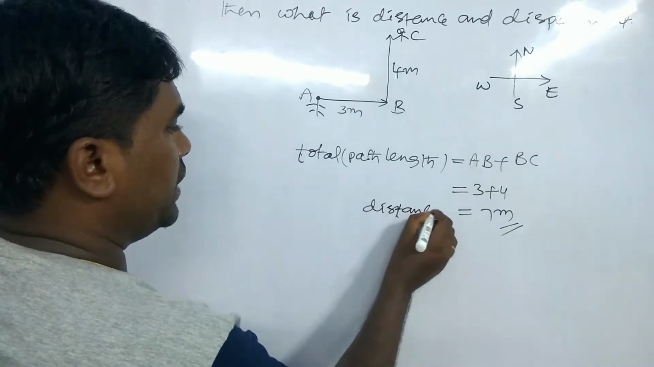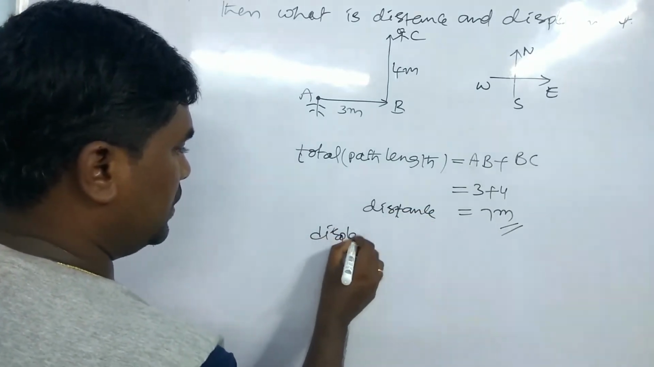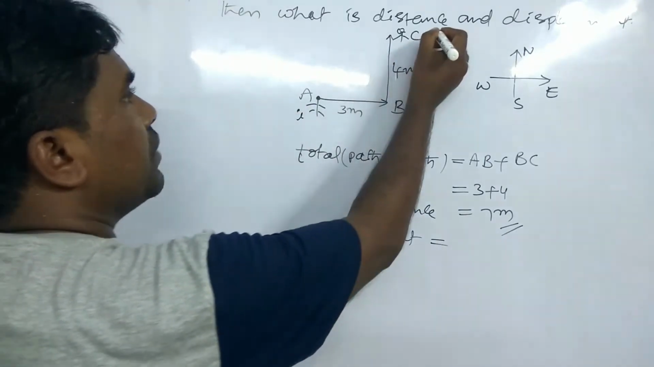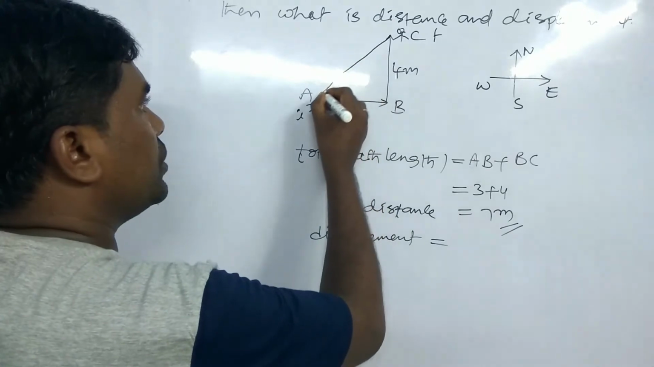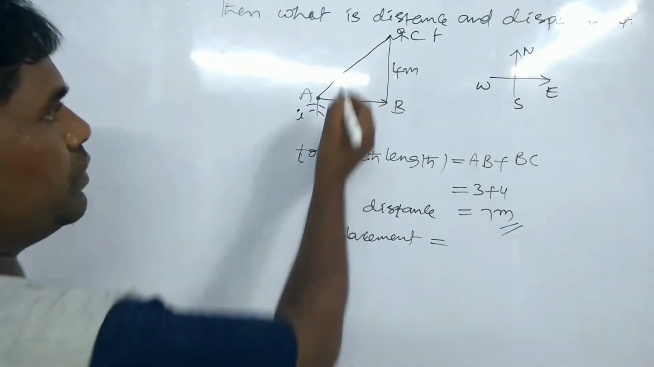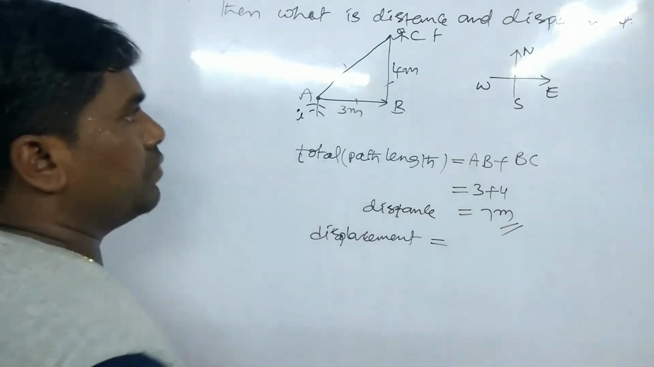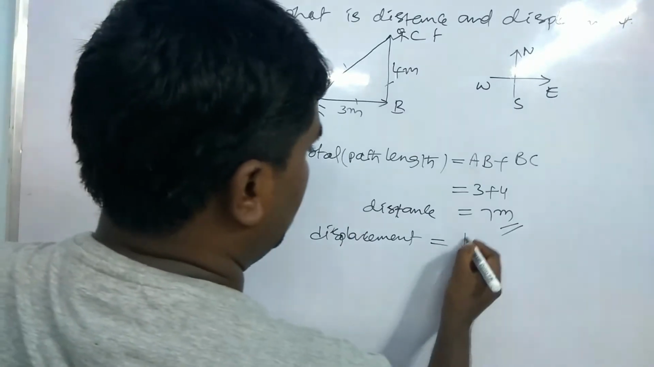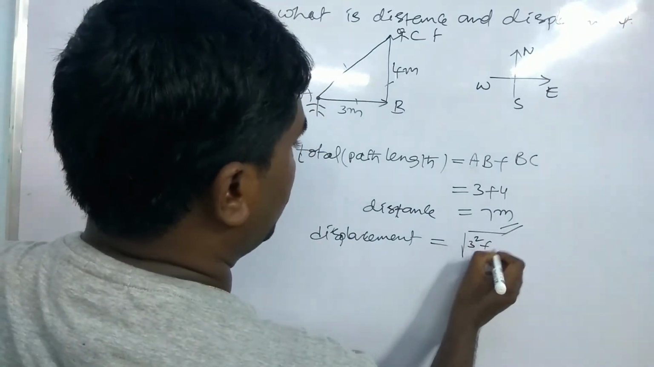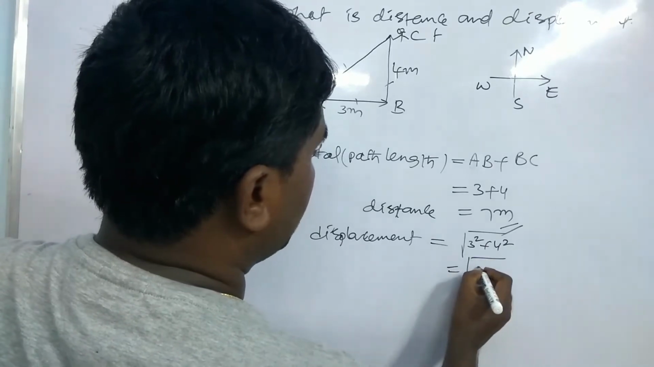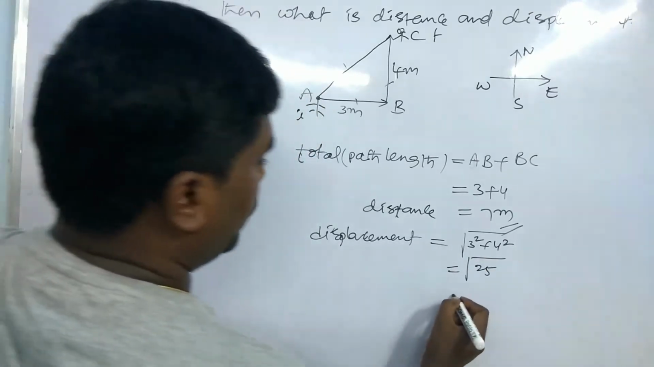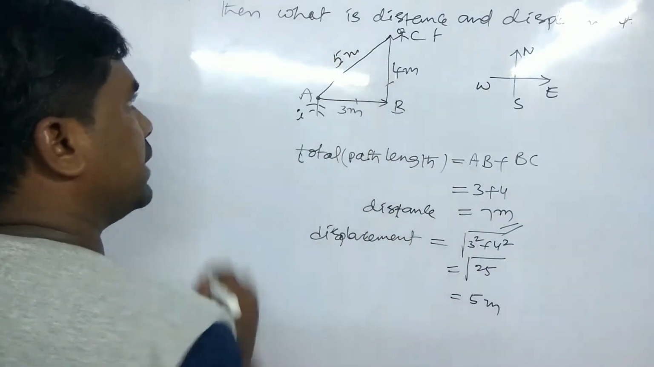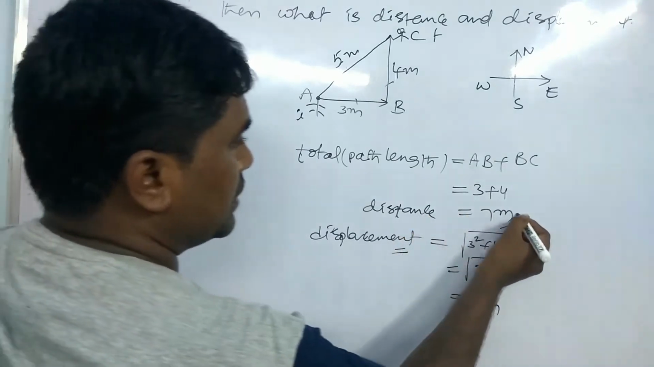And what is the displacement here? The displacement is the shortest distance between the initial and final point. This is the initial point and this is the final point. The shortest distance between these two may be the hypotenuse of this triangle. From the Pythagoras theorem, we have to solve it. Square root of side square plus side square is equal to square root of 3 square plus 4 square, which is 9 plus 16 is 25. Square root of 25 is 5 meter. So 5 meter is the displacement. Distance is 7 meters.